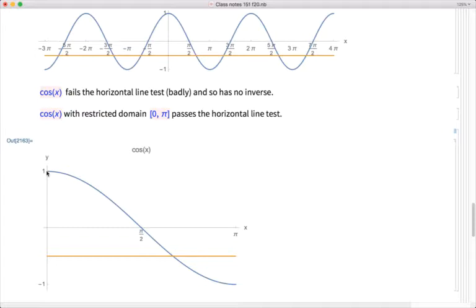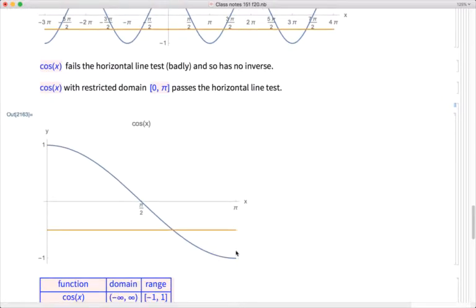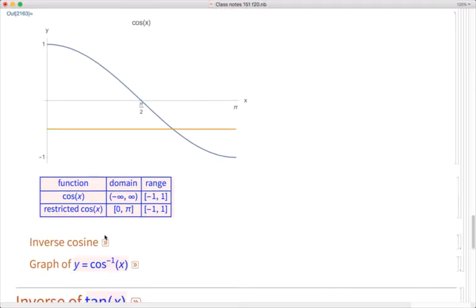Well, it is an interval where the cosine is taking on all of its possible values. When x is 0, the cosine starts at 1, and the cosine makes it down to -1, its smallest possible value, when x gets up to pi. Again, the yellow line just indicates that now we are passing the horizontal line test, so we should have an inverse for this function. Okay, so same idea here. We're restricting the cosine domain to a specific interval, 0 to pi.